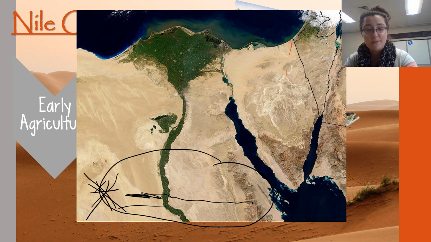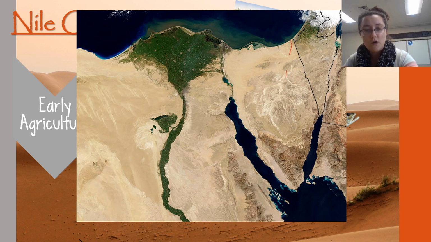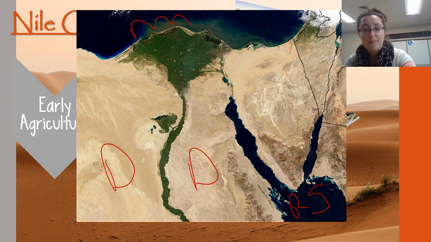So you can see some of that right here. We've got our Red Sea here. We've got desert, we've got more desert. We've got the Mediterranean Sea up there, and then we're going to have cataracts all along the way here. So we are super, super isolated, which is one reason that Egypt's culture became so unique.